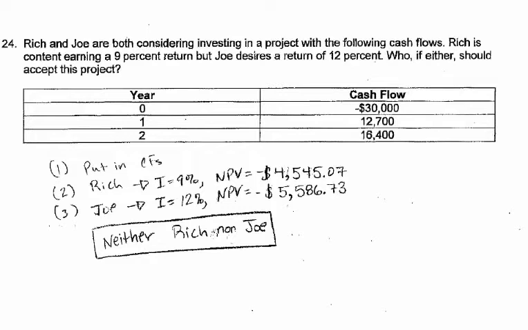Now let's look at number 24. Rich and Joe are both considering investing in a project with the following cash flows. Rich seems fine with just getting 9%. Joe's going to require 12%. So who, if either of the two, would accept this project?